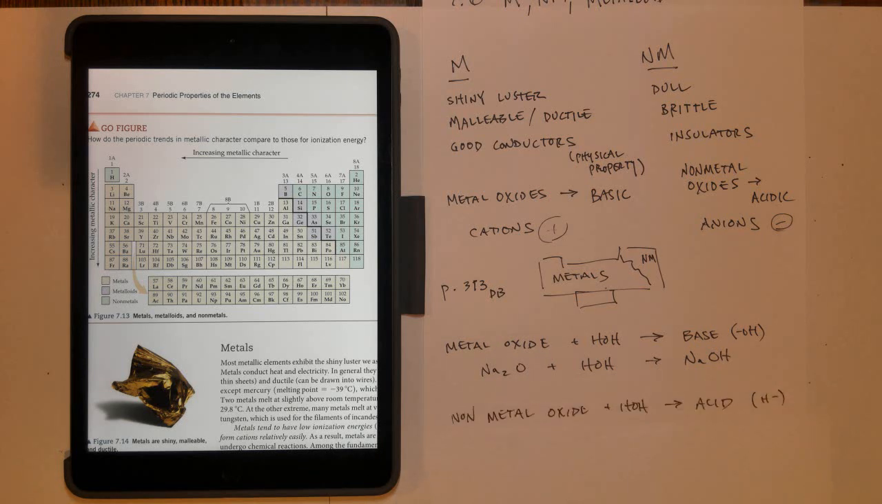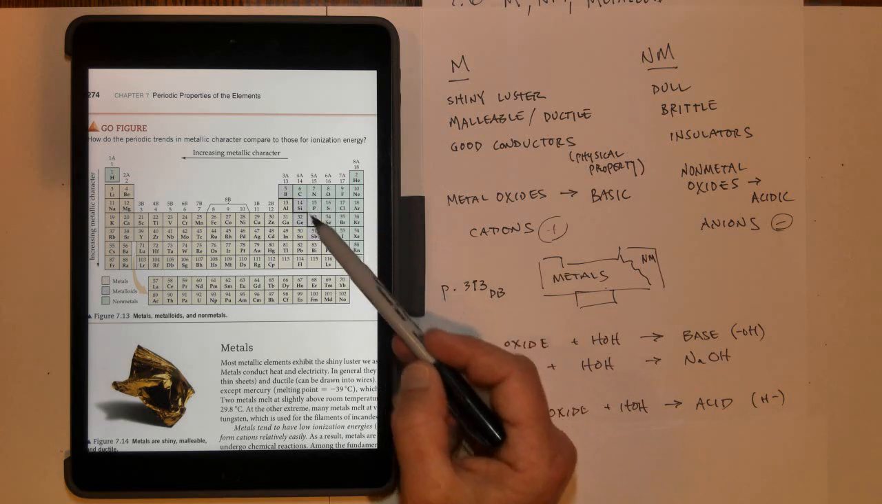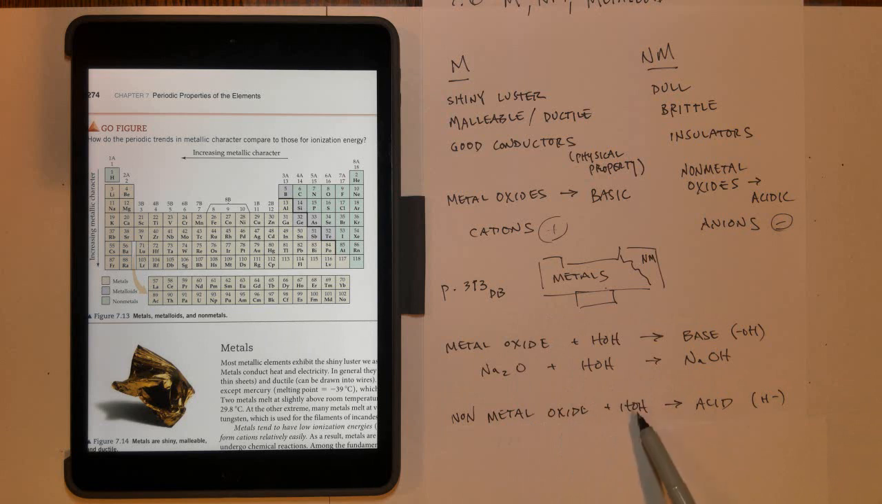A nonmetal oxide makes an acid. And so nonmetal oxides would be these elements over here with oxygen, and then they react with water and form an acid. In other words, something that starts with an H.